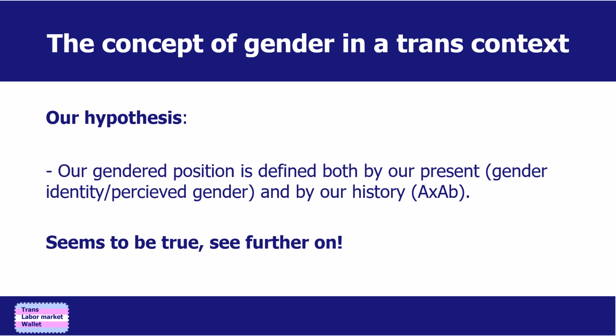So back to our hypothesis. If you remember, our gendered position is defined by both our present, our current gender identity and perceived gender, and by our history, what gender was assigned for us at birth. It looks like this hypothesis is proven.